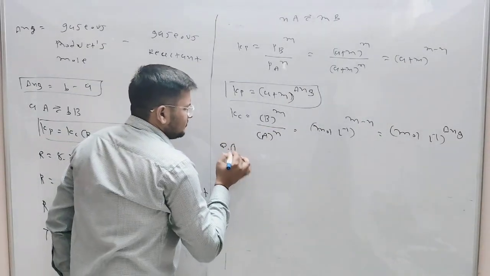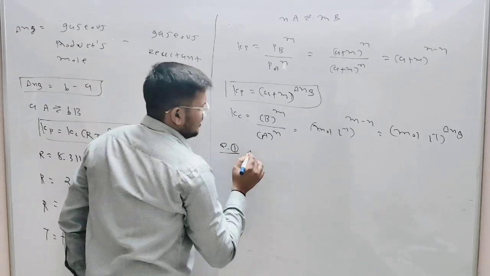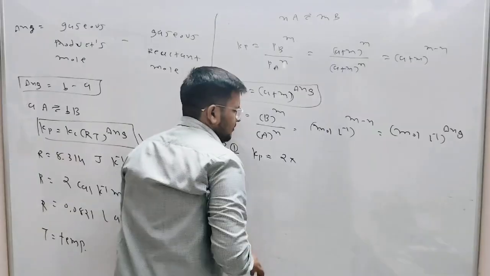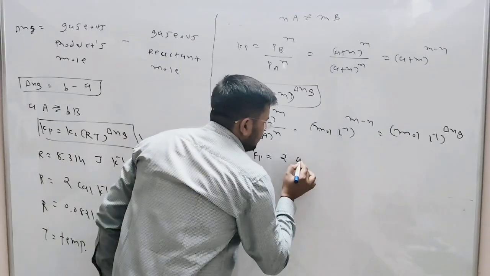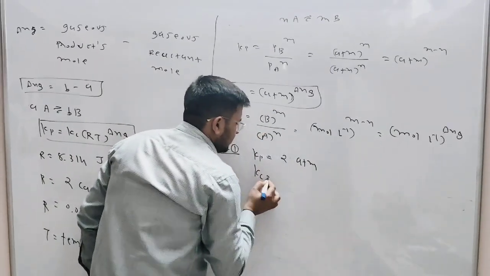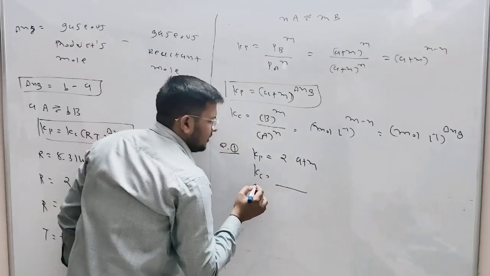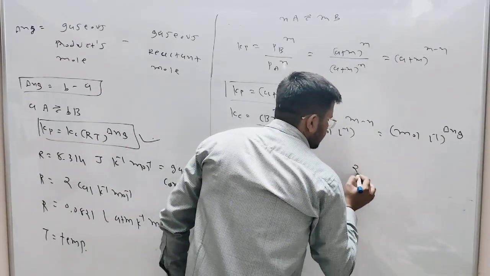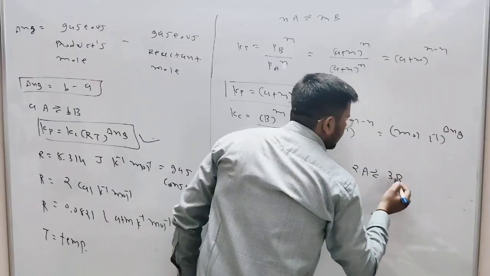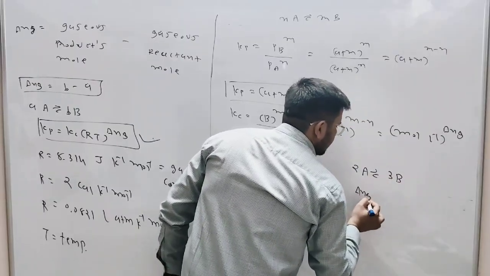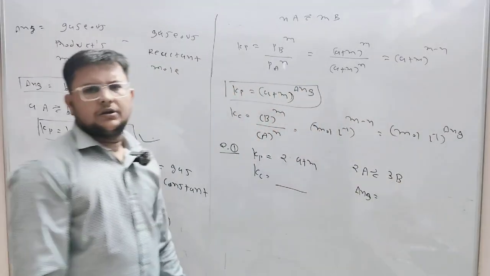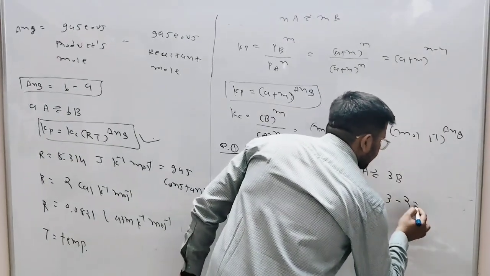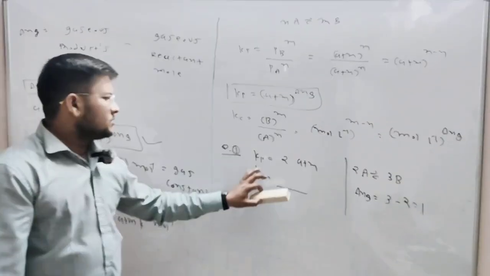The question we take: Kp is equal to 2 atm. Kc is asked, and the reaction is written like 2A gives 3B. What is delta Ng here? Tell me. It's the product mole minus reactant mole. What is the product mole? Okay, 3. What is the reactant? 2. Delta Ng is 1.